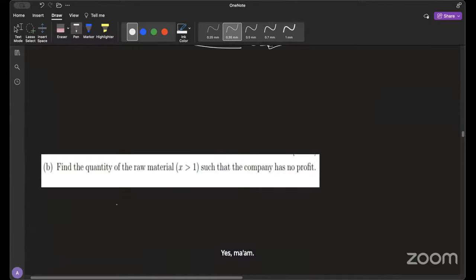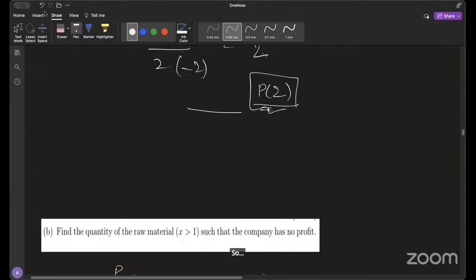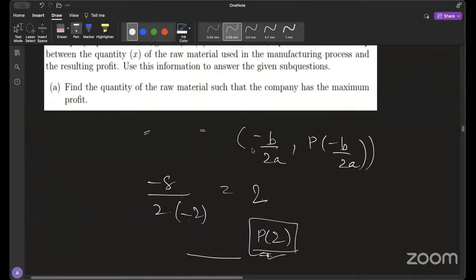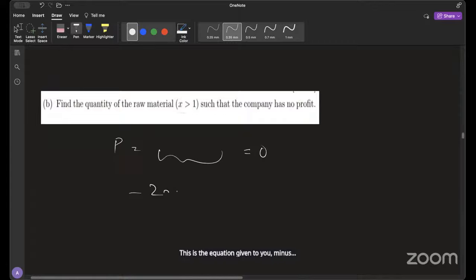And then next up, you're being asked to find the quantity of the raw material such that the company has no profit. So your profit is given by a quadratic equation. To find X such that there is no profit, you have to equate profit to 0, right? And then find X. This is the equation given to you, minus 2x square plus 8x plus 6, I guess.